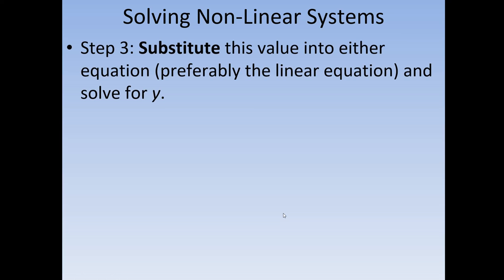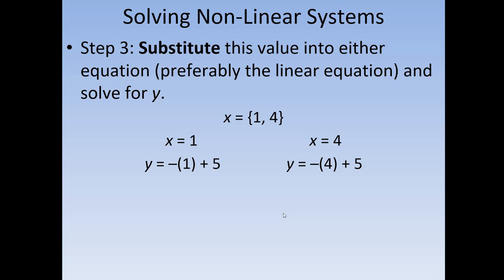And then the last step is just like before, we're going to take these x values and plug them back into our equation. I prefer the linear equation, and then we're going to solve for y. So I'm going to take the 1 and 4, plug it into my linear equation. So when x equals 1, y equals 4, and when x equals 4, y equals 1. So it just so happens for this one that my two solutions will be 1 comma 4 and 4 comma 1. Those are going to be the 2 points where they cross.